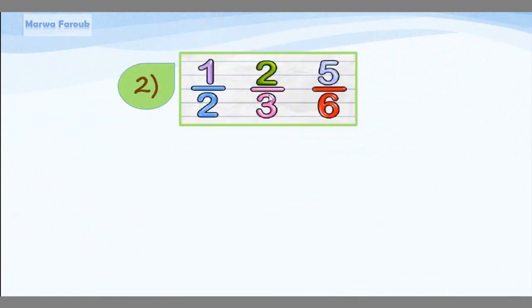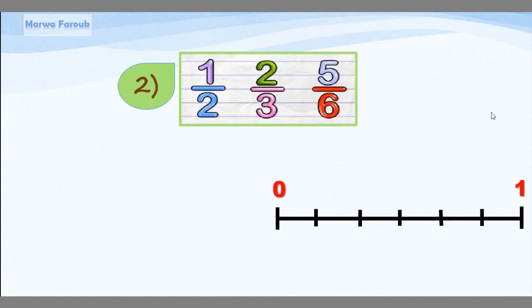Okay, now I have 3 fractions and I want to represent them on the number line. Let's see the number line he gives me here. Okay, let's count how many parts. 1, 2, 3, 4, 5, 6. Count them again. 1, 2, 3, 4, 5, 6. I have 6 equal parts. Let's see here the first fraction. 1/2. Okay, but I don't have 2 equal parts.